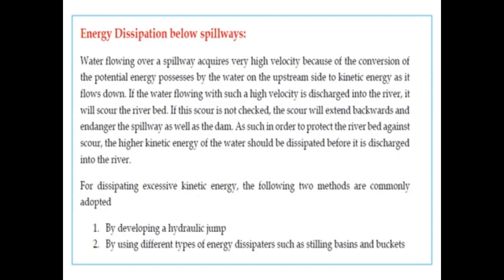If the water with very high velocity is discharged into the riverbed, then it starts scouring the riverbed. If this scouring is not checked, then the scour will extend backwards and try to endanger the spillway as well as the dam. So to protect the riverbed against this scour, the higher kinetic energy of water should be dissipated before it is discharged into the river channel.